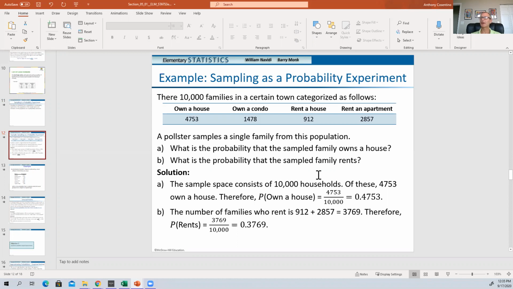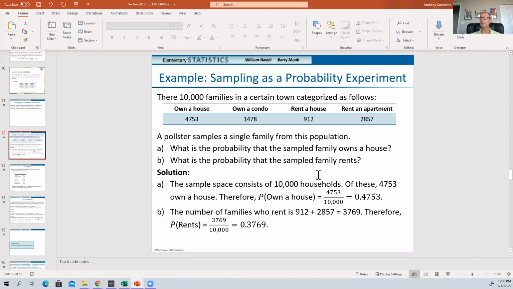So this one has 10,000 families, and they did a survey of where people live. Own a house, own a condo, rent a house, rent an apartment. I'm in the own a condo portion right now. So remember, when you calculate probability, the total, the n value, in our sample is 10,000. That always goes in the denominator. And what goes in the numerator is the success.